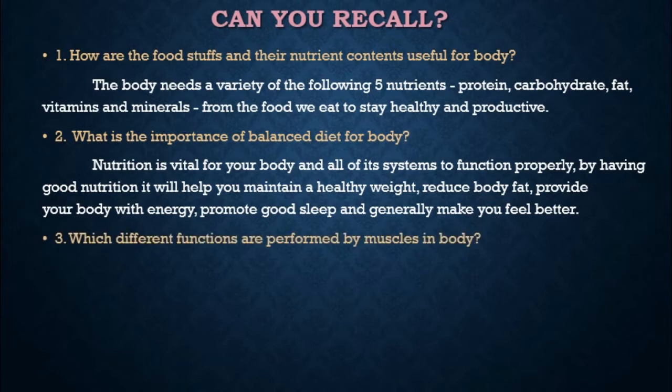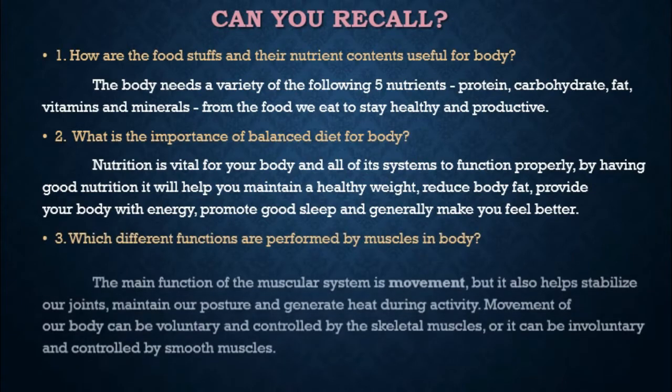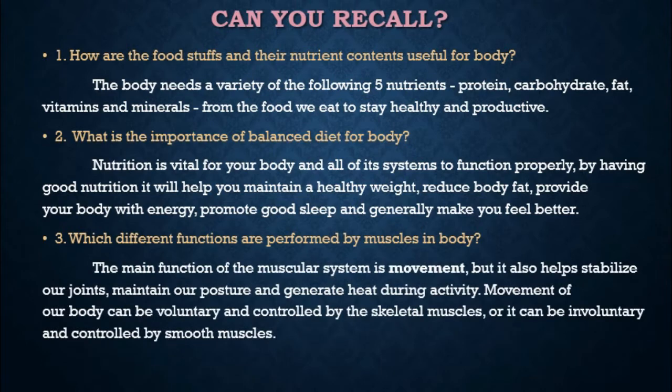Which different functions are performed by muscles in the body? The main function of the muscular system is movement, but it also helps stabilize our joints, maintain our posture, and generate heat during activity. Movement of our body can be voluntary and controlled by the skeletal muscles, or it can be involuntary and controlled by smooth muscles.